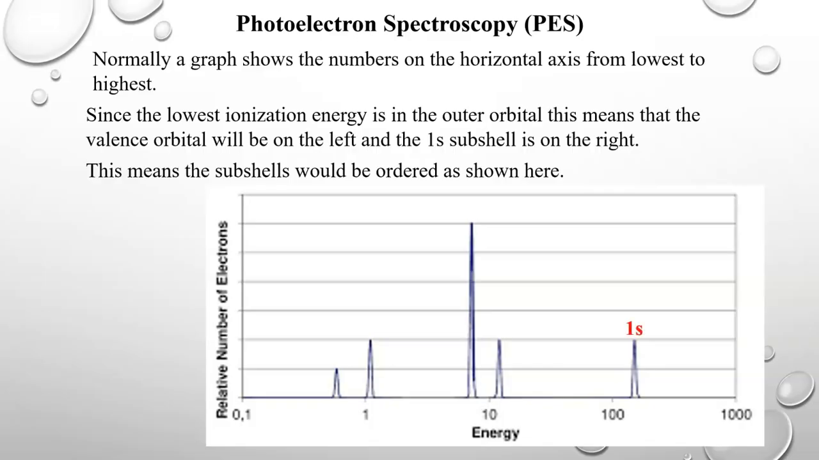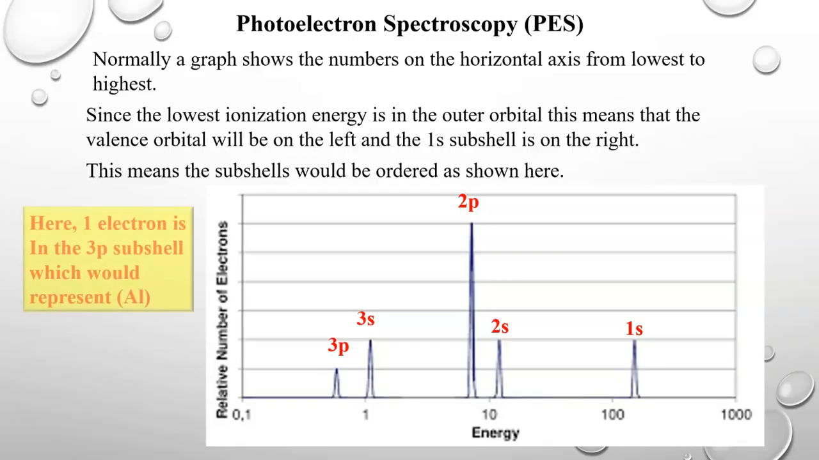The 1s would be furthest to the right. You can see those are the bigger numbers on the horizontal axis, the higher ionization energies. Next would be the 2s with 2 electrons, and then the 2p with 6 electrons. Next is the 3s with 2 electrons, and then next would be the 3p with 1 electron. So here 1 electron is in the 3p subshell, which would represent aluminum.